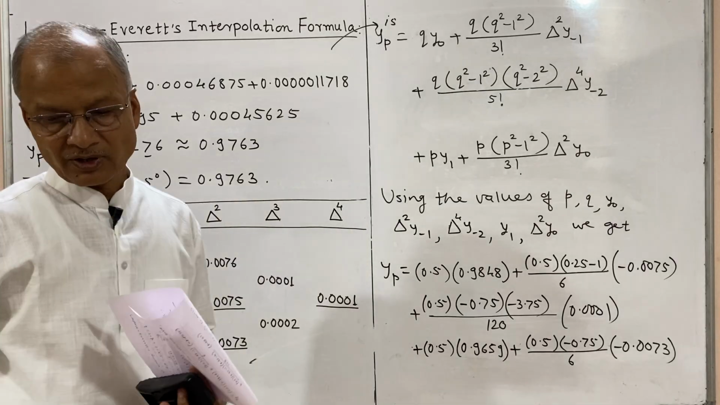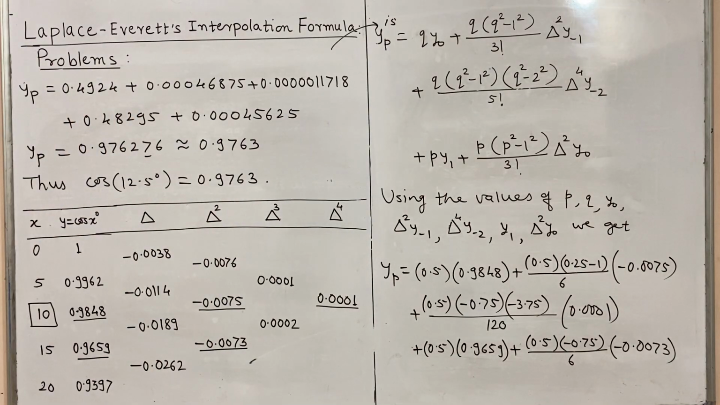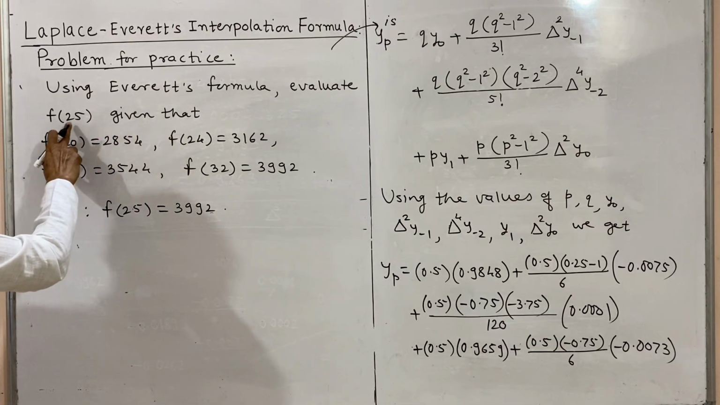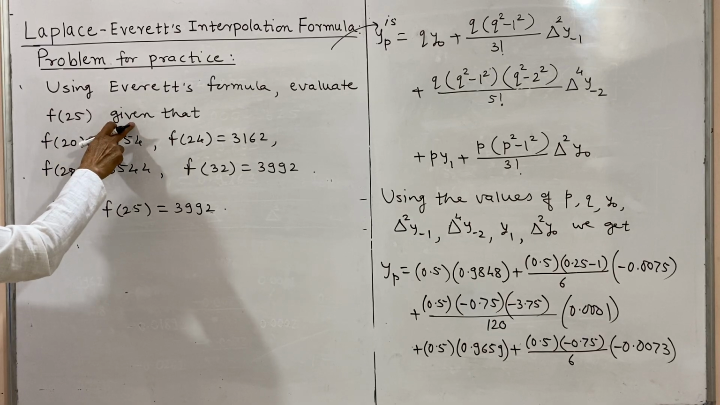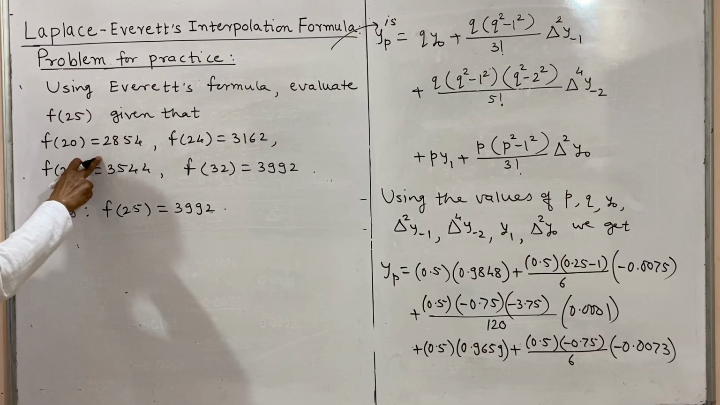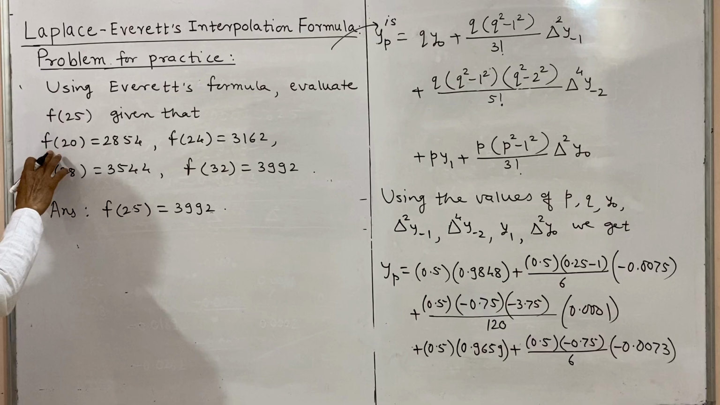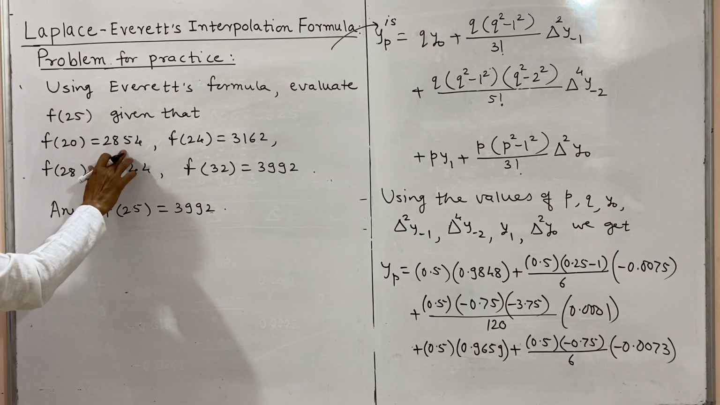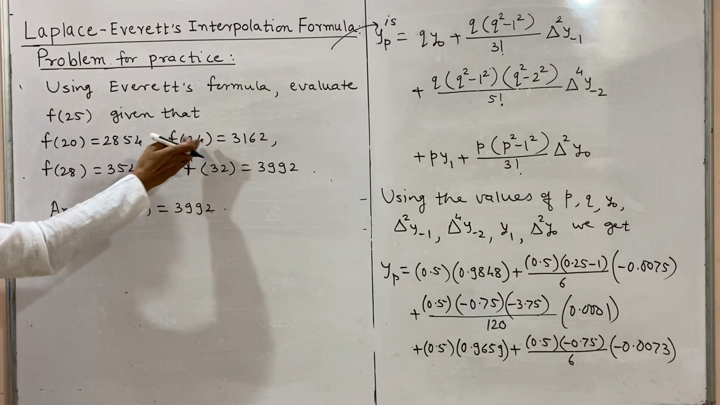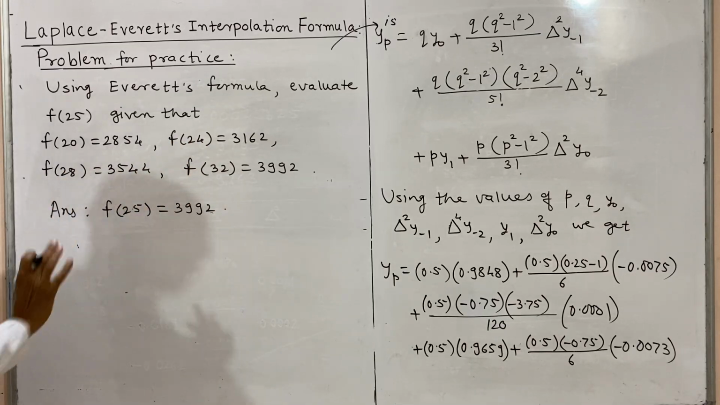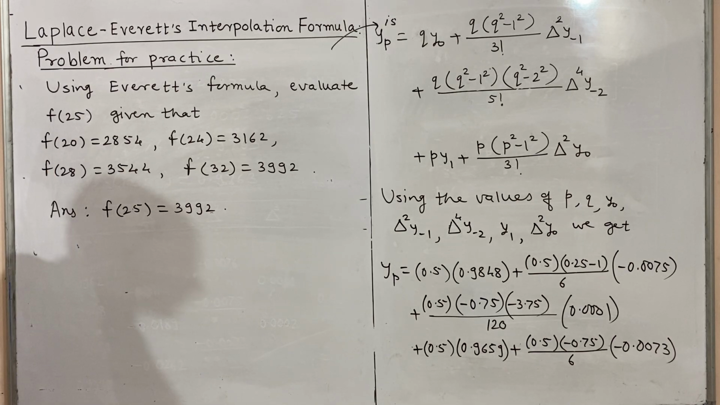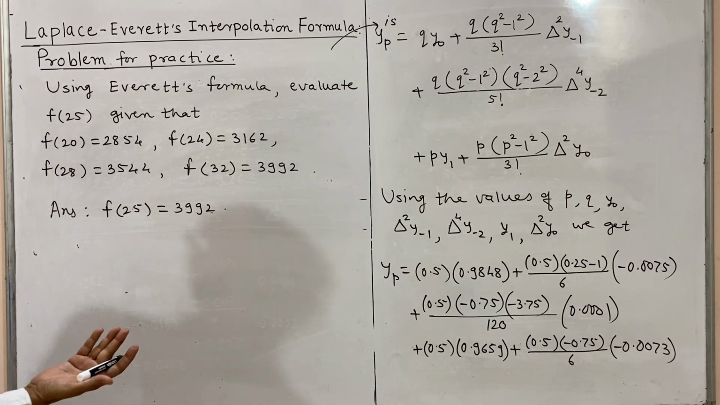Now I shall give a problem for your practice. I have written a problem for your practice. Using Everett's formula, evaluate f of 25 given the data from the given set of points, that is f of 20 is given as 2800 etc., and f of 24, f of 28, f of 32. So whatever may be the function f, may be any trigonometric function, any logarithmic etc.